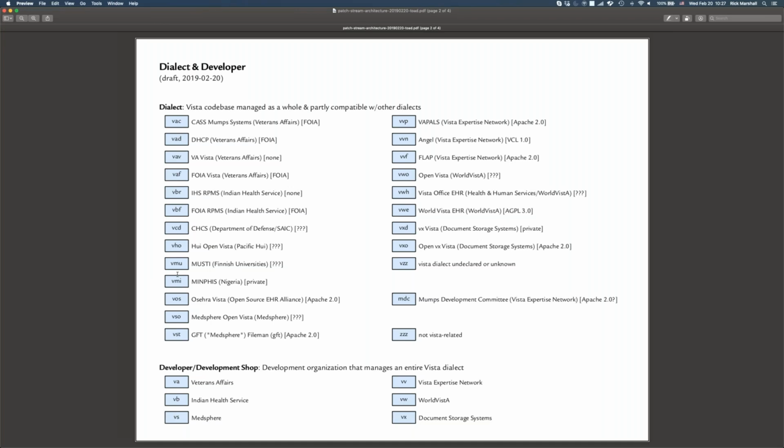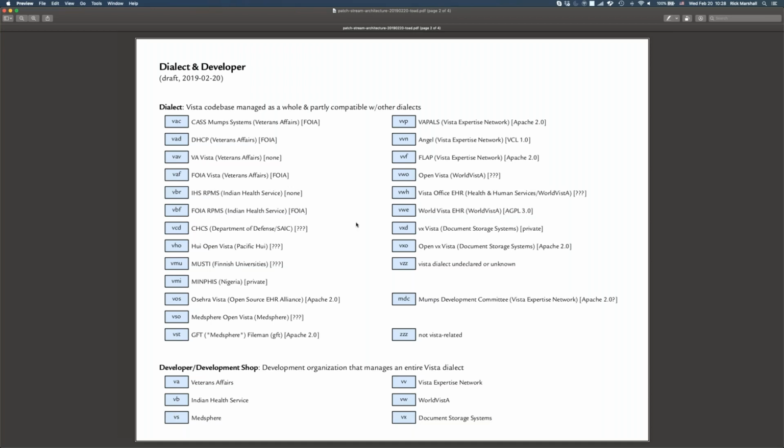So now, with these little codes, if we wanted to compare, for example, the RPMS that Indian Health Service runs inside their firewall to what they release through the FOIA, which is probably missing some vendor extensions and probably missing some security extensions and so forth, we now have a way to specifically name them. VBR can be the IHS version of RPMS, and VBF can be the FOIA version of RPMS. And we can use that when we're naming things, like if we're going to name two repos, we might include the VBR or VBF as part of the name. Or similarly, VA Vista versus FOIA Vista.